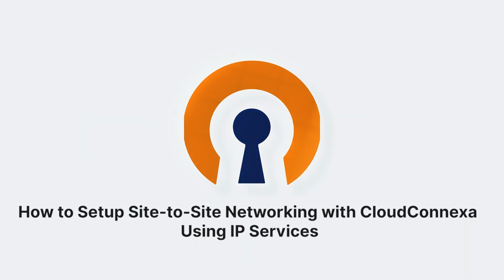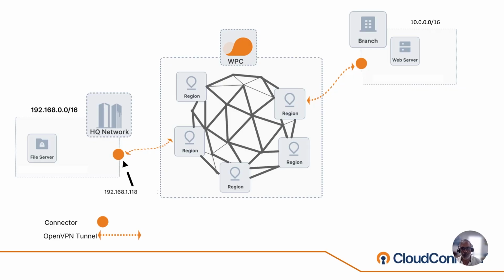In this video, we're setting up a site-to-site network using IP services in CloudConnexa. Let's start by looking at the network diagram. We have our headquarters on one side and our branch office on the other side. So the goal is to connect them so that devices at both sides can reach each other securely through CloudConnexa.